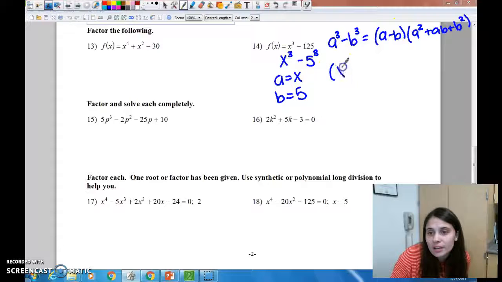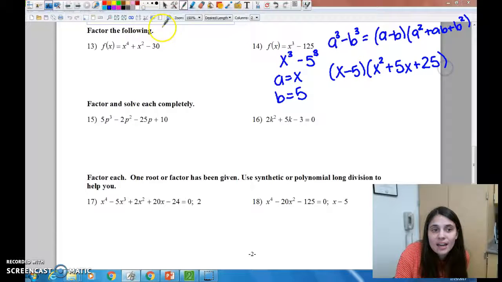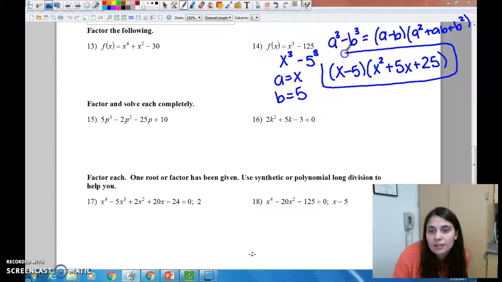So I start with a minus b, which is x minus 5, and then a squared is x squared plus a times b, which is x times 5, or 5x. b squared is 5 squared, which is 20. And then again, because this just says to factor and not to solve, I'm totally done, and that's my solution.